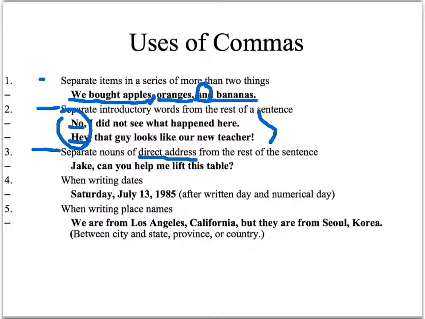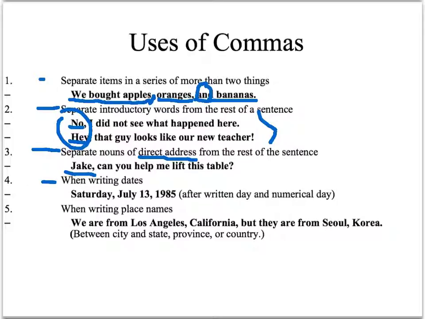That means you're talking to someone by their name. In the case of this example, Jake, comma, can you help me lift this table? So I am talking to Jake specifically. I start out this command sentence or this question using Jake's name in the front, but Jake is not the subject of the sentence. I'm still addressing the person in front of me. It's still you as the subject. Jake, can you help me lift this table? Sally, would you come here, please? I'm going to put a comma after that first name.